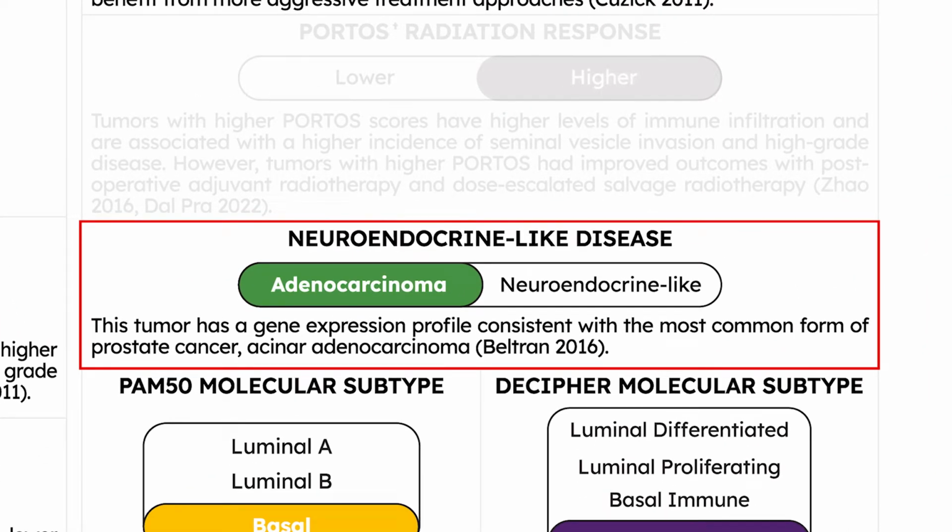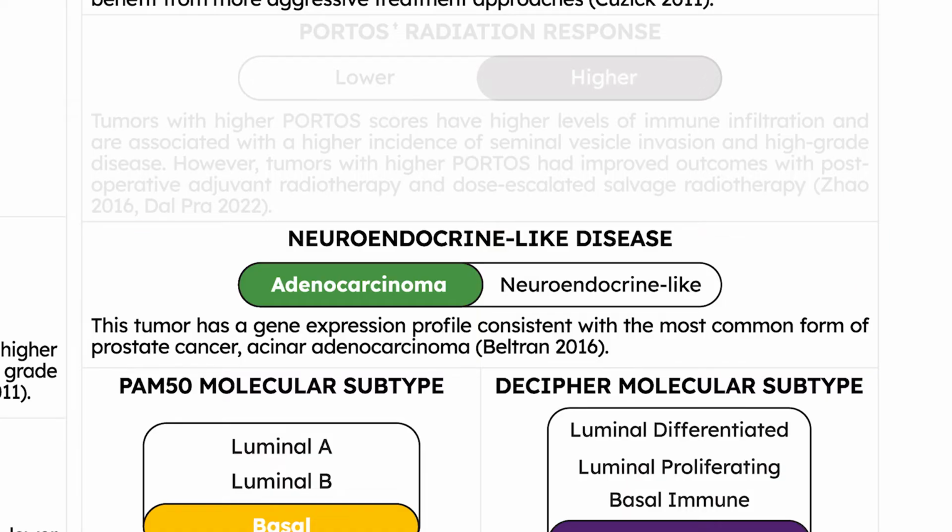The next signature provides insight as to whether the tumor biology is more consistent with adenocarcinoma or if the tumor is more neuroendocrine-like. Tumors with neuroendocrine-like biology tend to be more aggressive and are associated with poorer outcomes.